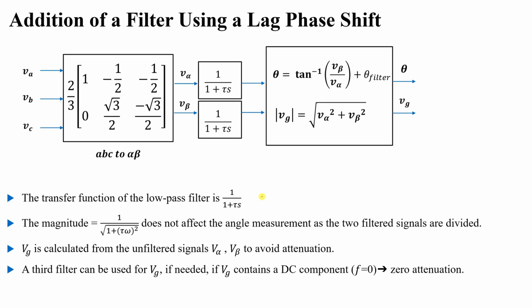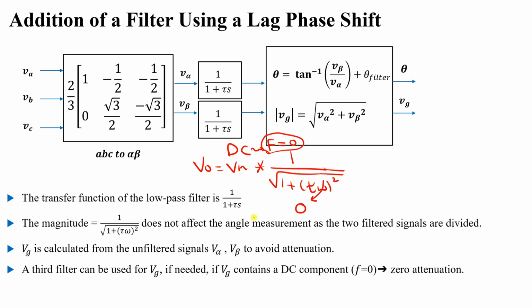Why? Because if you look carefully here, V out is equal to V input multiplied by 1 over root 1 plus tau omega square. So if we are talking about a DC input, it means that the frequency is equal to 0, right? DC component frequency equal to 0. So it means that omega, which is 2 pi multiplied by frequency, will be also 0. So our output will be V input multiplied by 1 over root 1 plus 0 square, which is 1, which will be V input.